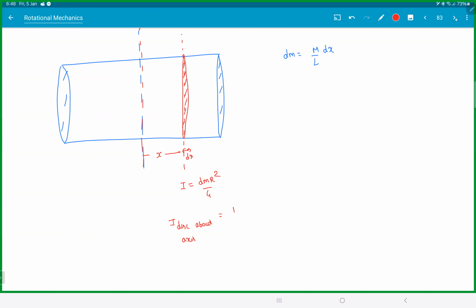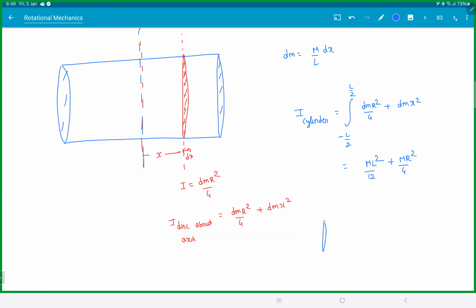We have to use the parallel axis theorem. Dm r square by 4 plus dm x square. The main important thing is that you have to find the moment of inertia of each element about the given axis and then integrate. So the moment of inertia of this cylinder will be the integral of dm r square by 4 plus dm x square, where x limits will go from minus L by 2 to plus L by 2. Substitute. You end up with m l square by 12 plus m r square by 4.